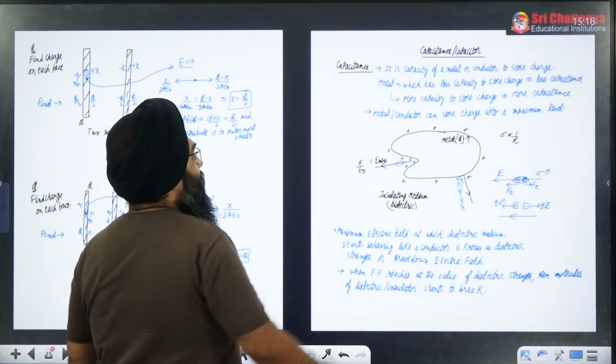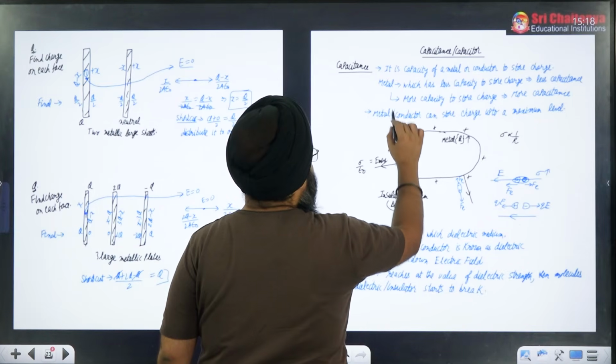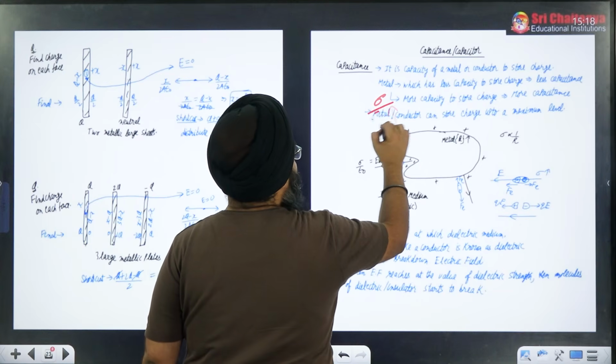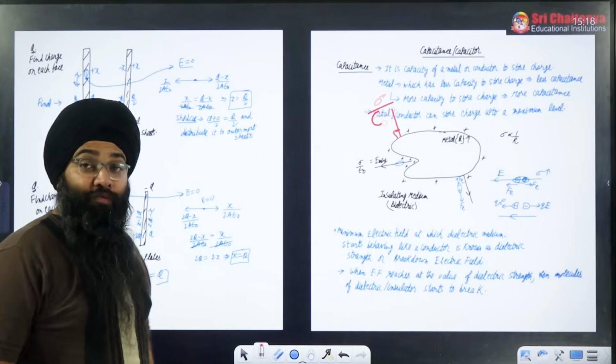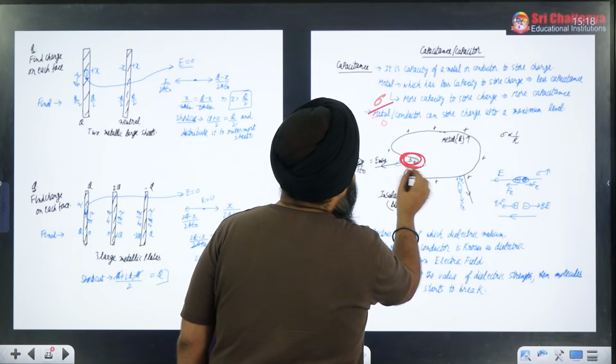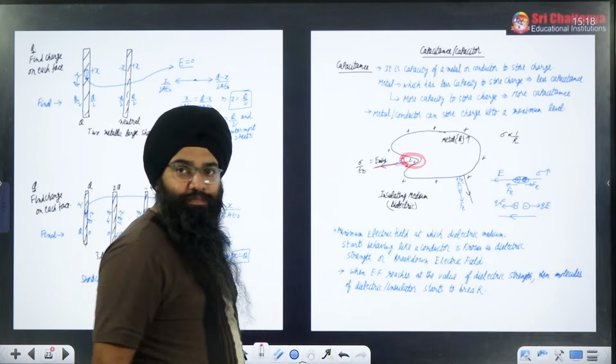You already know that whenever we talk about the electric field due to a conductor, it is always perpendicular to the surface, and this electric field is given by sigma by epsilon naught. So where will the electric field be strong? Where sigma is strong. Sigma is stronger at this region, so the electric field is also stronger in this region.